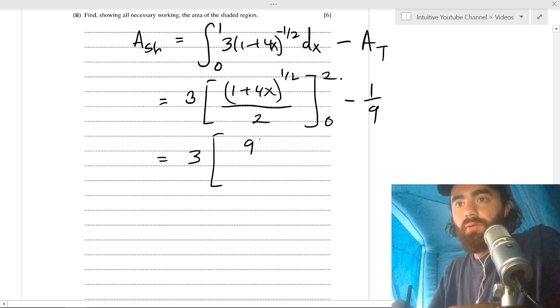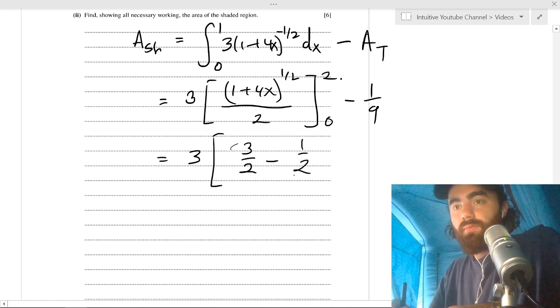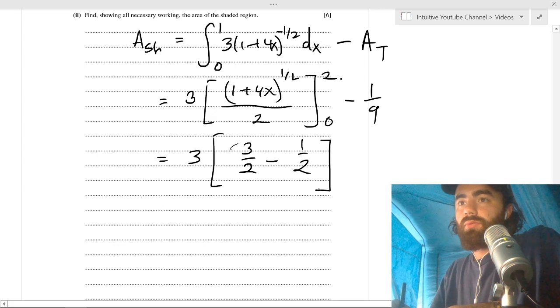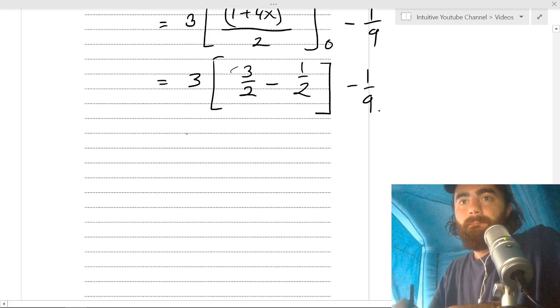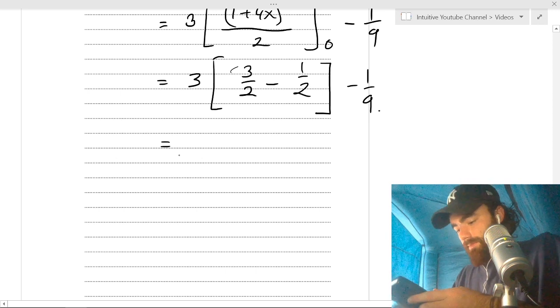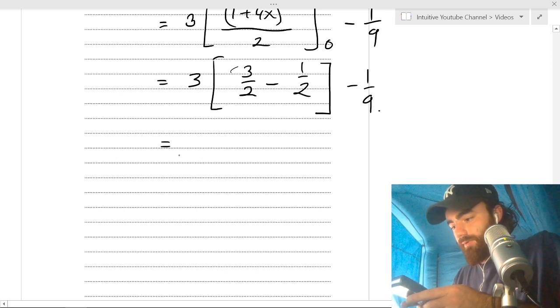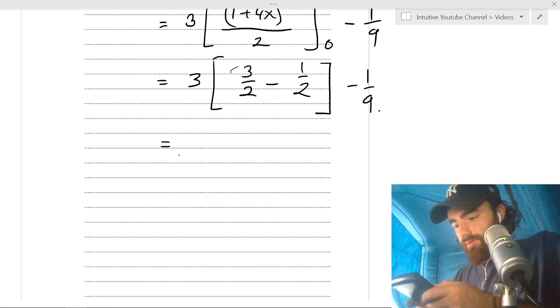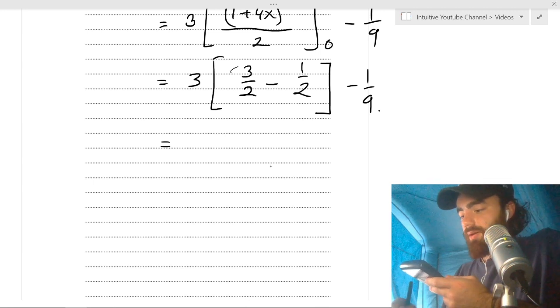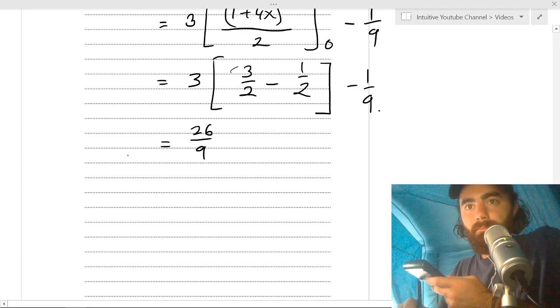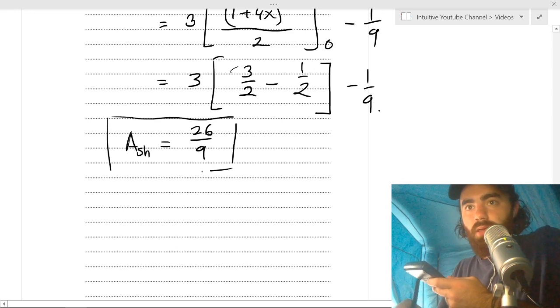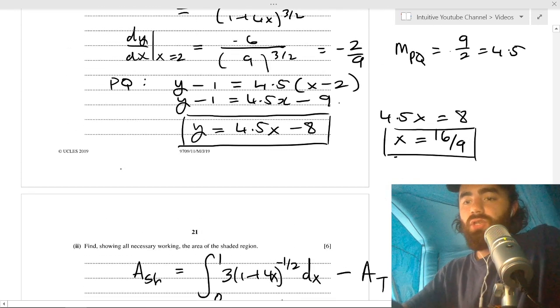So this is going to give us the square root of 9, which is 3, over 2, minus, when you plug in 0, you get the square root of 1, which is 1, over 2. Which equals 3/2 minus 1/2 is 1, times 3, minus 1/9. Gives us 26/9. And that's the end. Hope you found that useful, and I'll see you later.